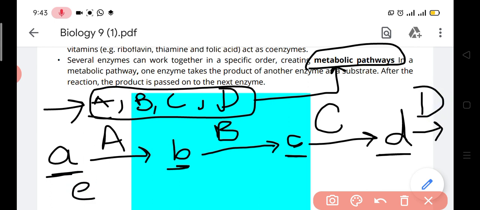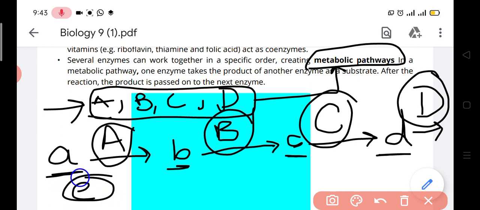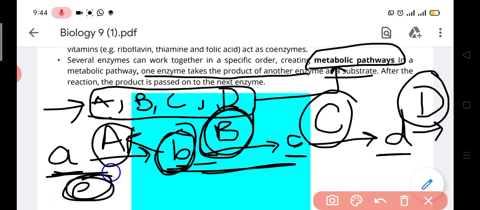So what is happening, student? These enzymes are working in a series. They all work together to produce the final product, that is E. But listen to me very carefully: one enzyme takes the product of another enzyme as a substrate. This enzyme is taking the product of enzyme A as a substrate. In this reaction, B is the substrate, but in the previous reaction, B is the product.